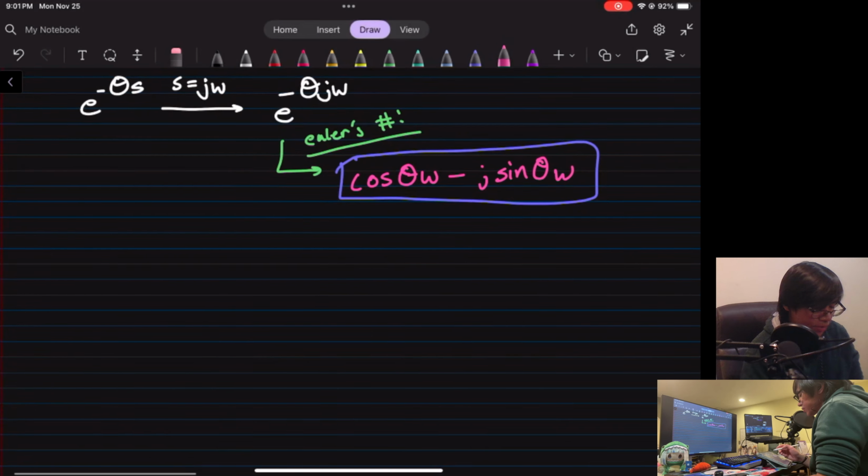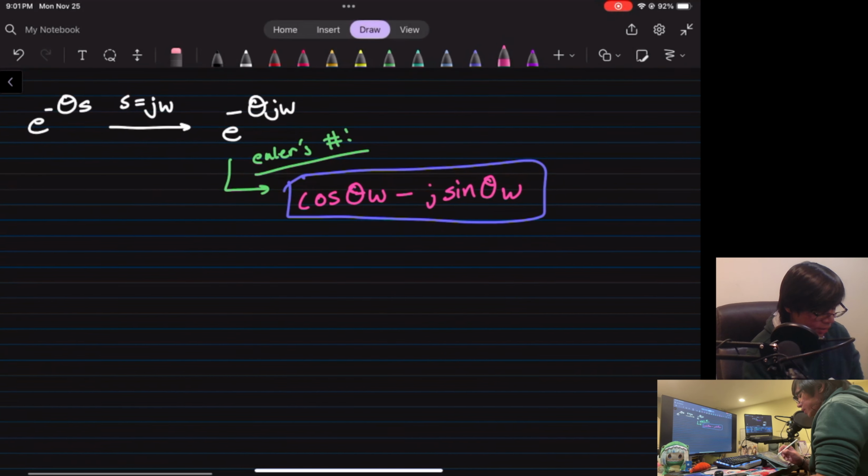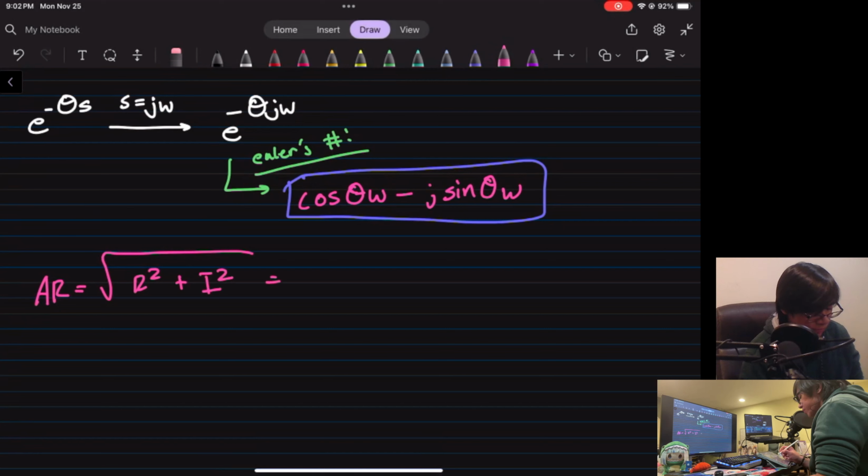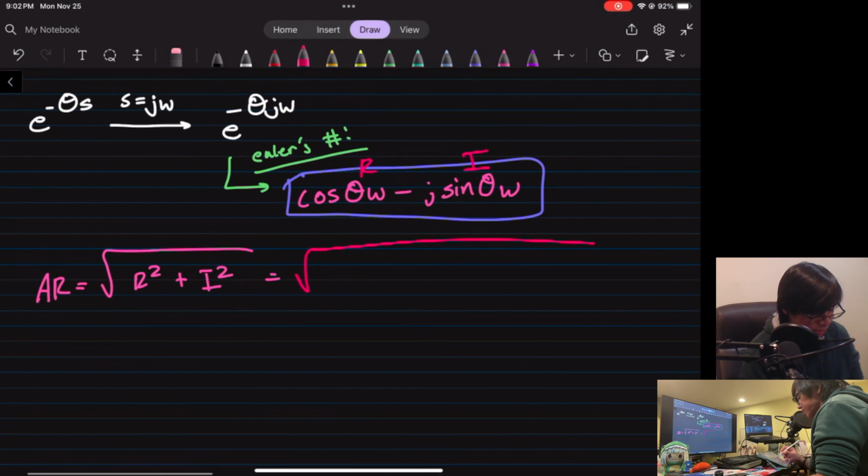So amplitude ratio is actually nothing special. If you remember, amplitude ratio is the square root of r squared plus I squared, real and imaginary squared. So if we do that, we label them real and imaginary. You'll actually notice this is just cosine squared theta omega, then plus a sine squared theta omega, and that is equal to the square root of 1, which is just 1.